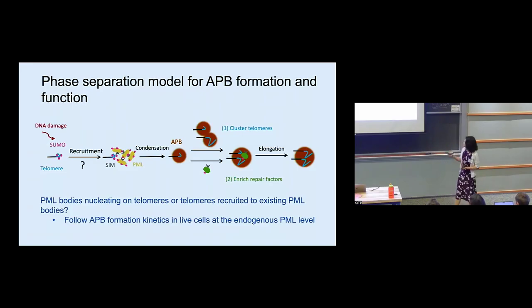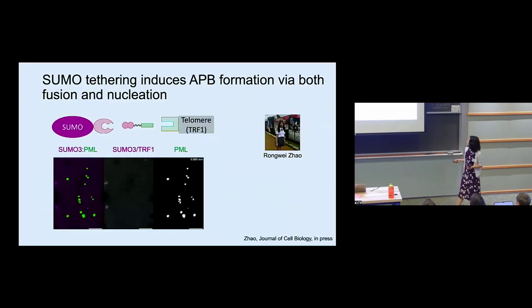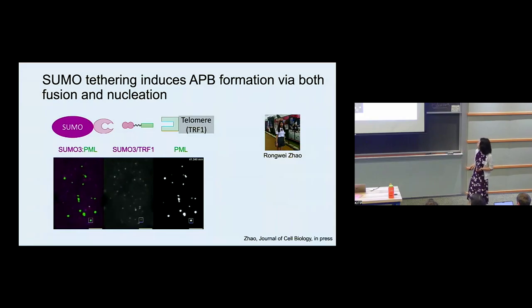So to do that, we need to follow APB formation kinetics with live imaging, but we have to do this at endogenous PML level because phase separation is so sensitive to overexpression of proteins. So we CRISPR-tagged PML, and then my student Rongwei did this live imaging, where we again tether SUMO just to induce artificial PML body formation on the telomere, and then she produced movies like this.